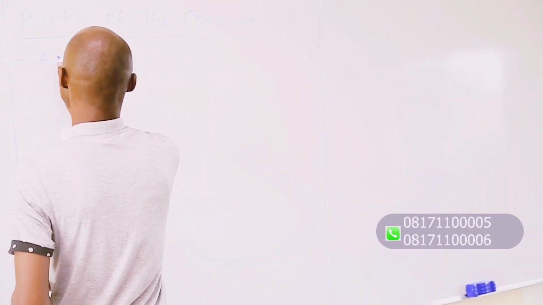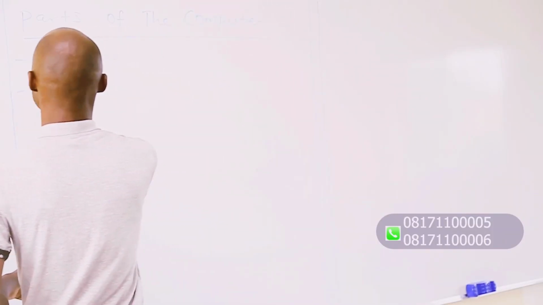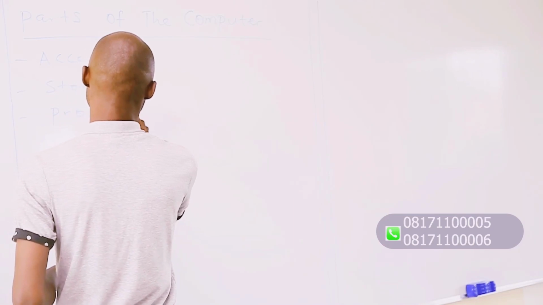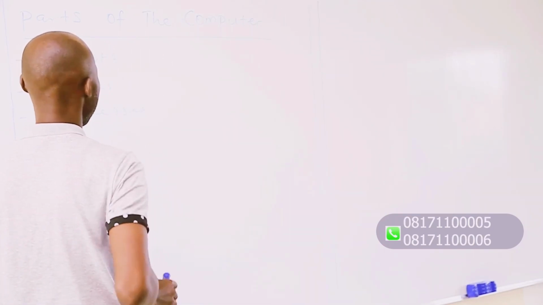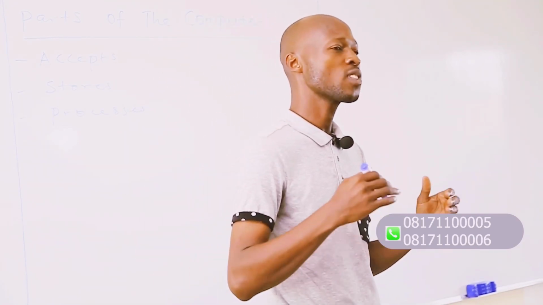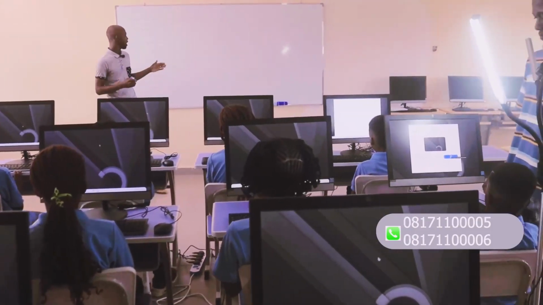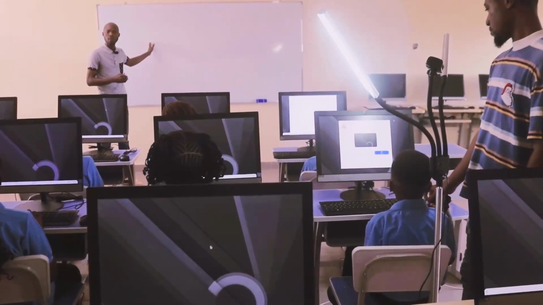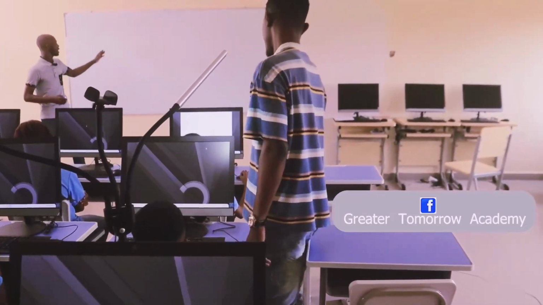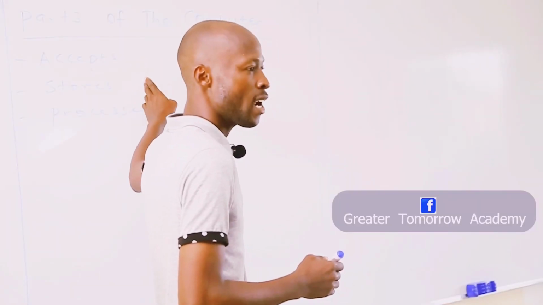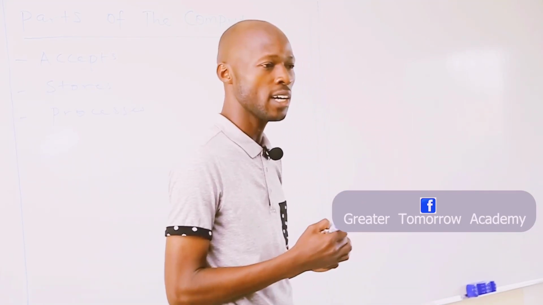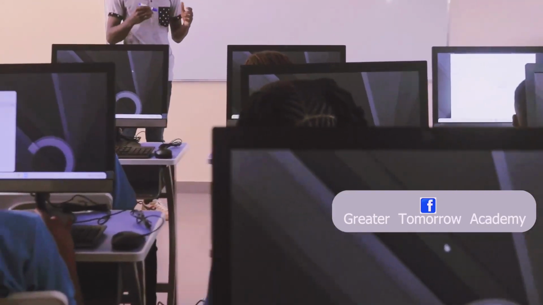It accepts, it stores, it processes data. It accepts data, stores data, and it processes data. And at the end of these three basic functions of the computer, you have an information, the data that is accepted by the computer, that has been stored and has been processed by the computer, is going to be given back to you, the user, as an information, which is the output.